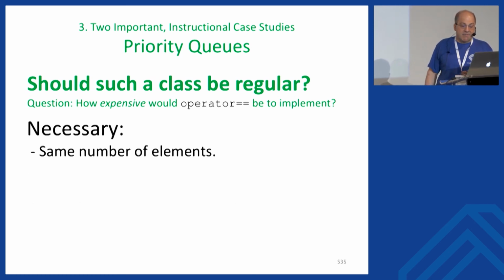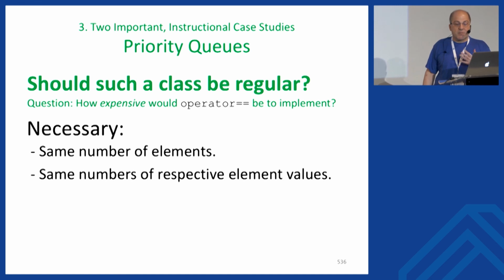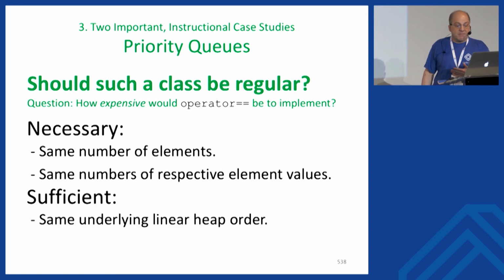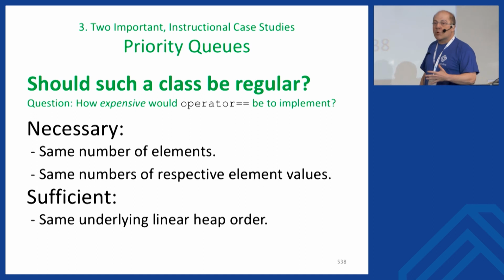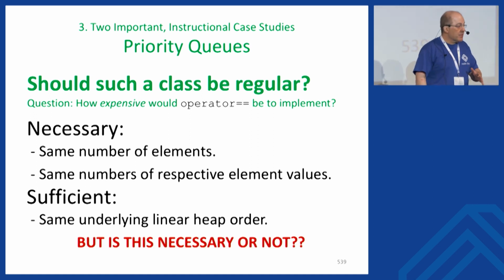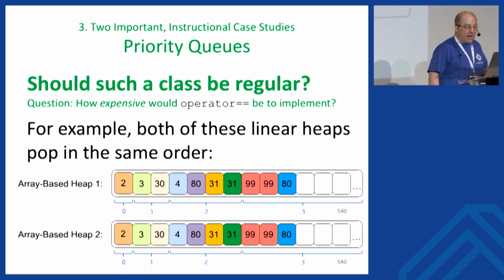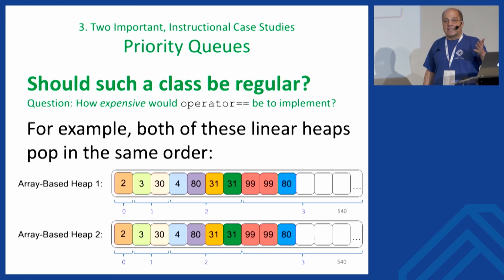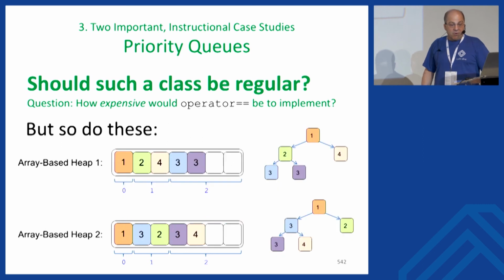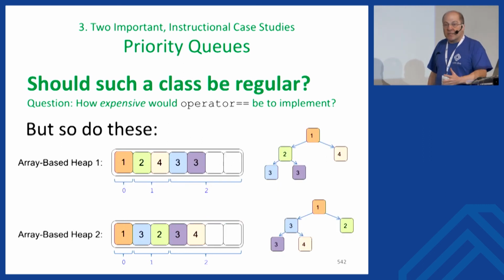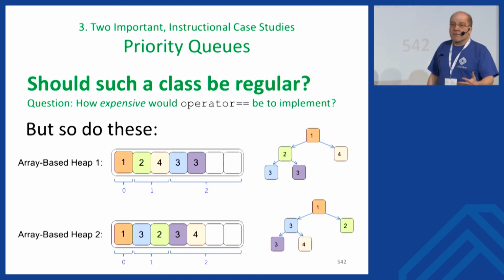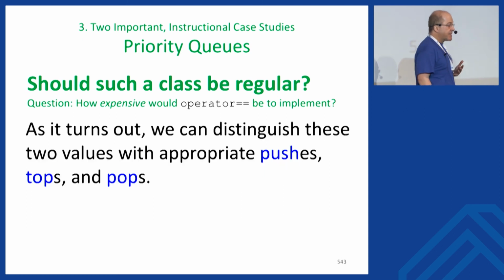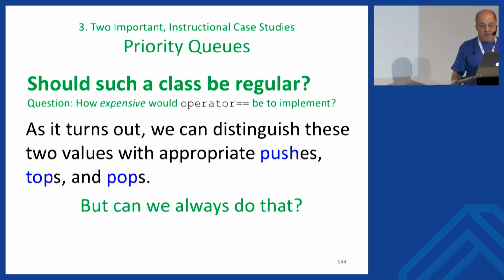So necessary, they have the same number of elements, the same respective element values. Sufficient, the underlying linear heap order is the same. That's certainly sufficient, but is it necessary or not? Here we have an example of 2 identical, in the sense of they have the same values, of course, and here we have 2 different underlying representations that pop in the same order, but there exist distinguishing sequences for them.